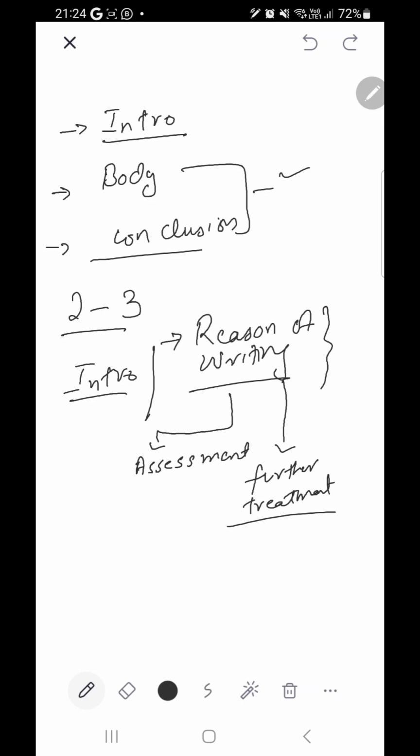So in 2 to 3 paragraphs actually, we have the reason for writing in the introduction, then the body of the letter. We have maybe 3 paragraphs, where we can discuss what we can write, and then at the end we write the conclusion. So let's say I'm going to discuss with you the symmetry of the structure of the paragraphs.